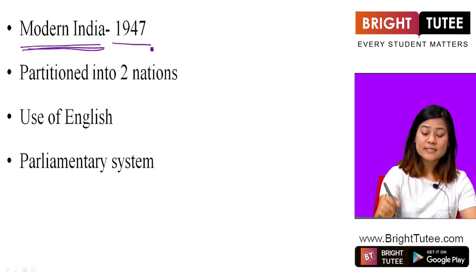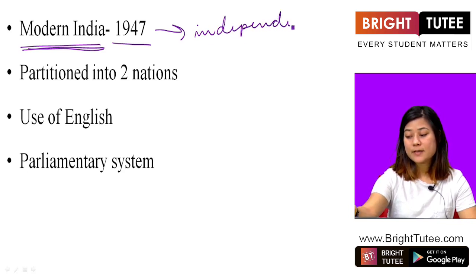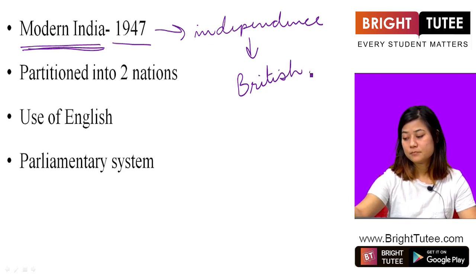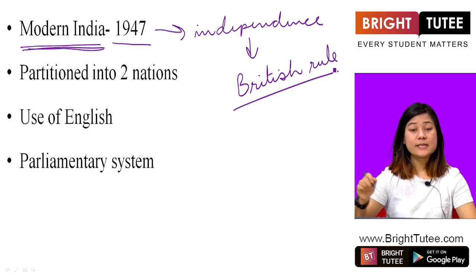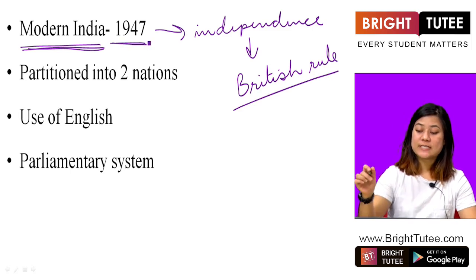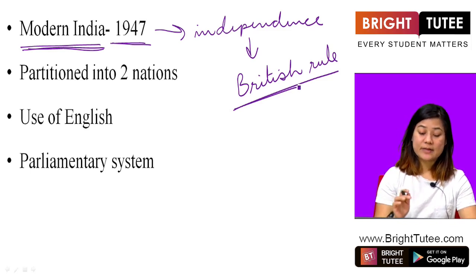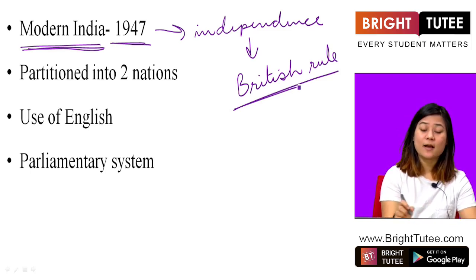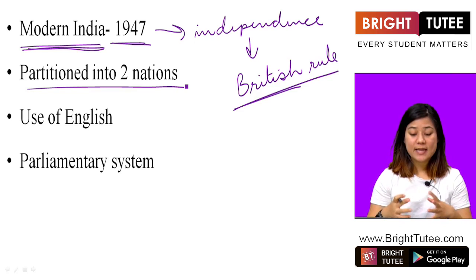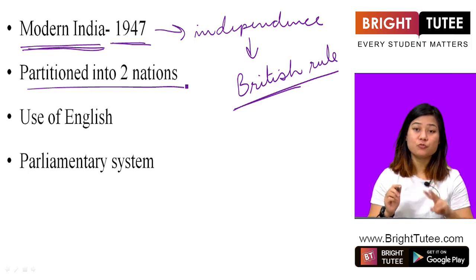In 1947, we got independence. India got independence from whom? From the British rule. India as a country was under the British rule, under the colonial rule, and in 1947 it got independence from the British. And when it got independence, what happened? India was partitioned into two nations.